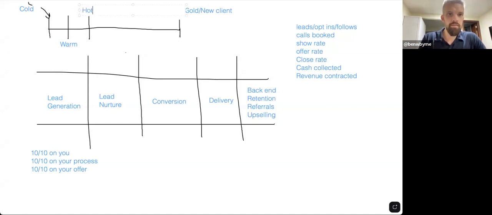And then there's hot. Hot is where they've expressed interest. Not just, hey, you work with plumbers. Now you have a group of people who have consumed a lead magnet to help them grow their plumbing business, but they've explicitly said, hey, I'm interested in your offer. I'm interested in getting this result. So from here, the next stage would typically be booking a call. Call booked.